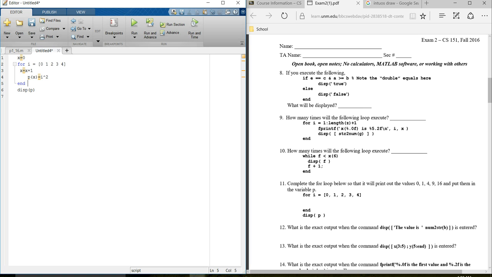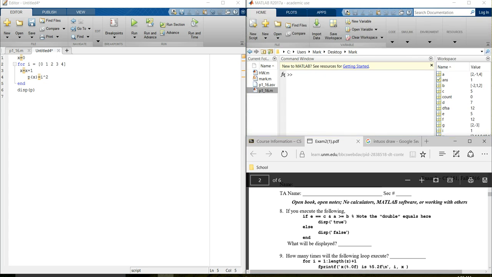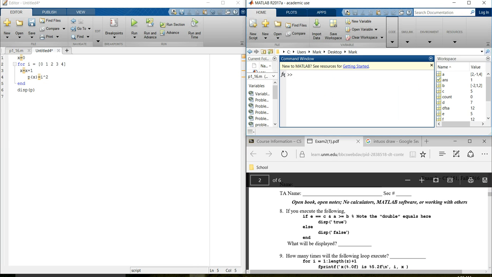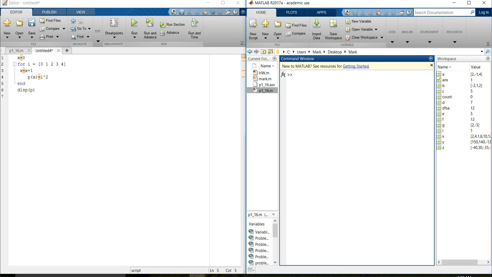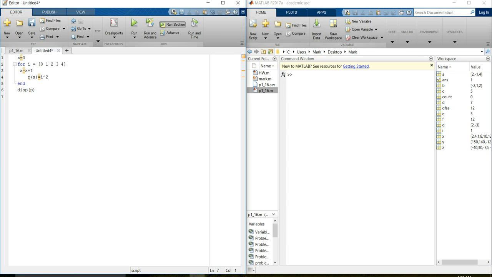And so if we build this out, we should get the values 0, 1, 4, 9, and 16. Let's see if that's true. So I'm going to run this section, and 0, 1, 4, 9, and 16. Good. And it printed out twice because I didn't suppress it here, and then I displayed it here.